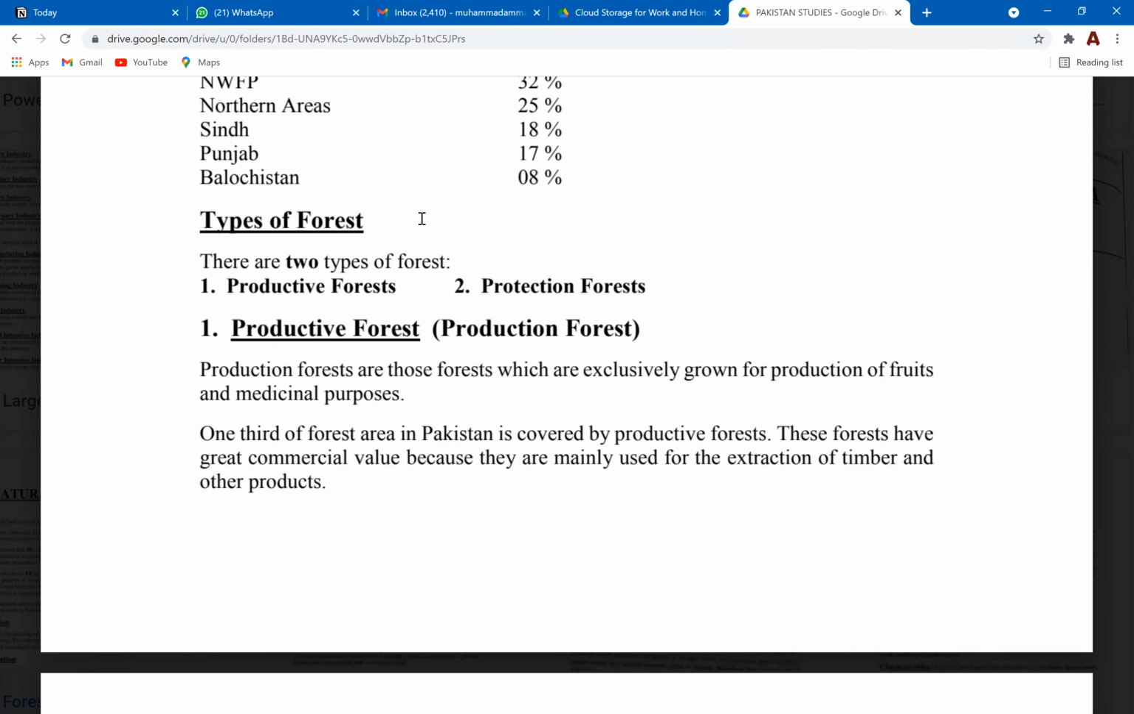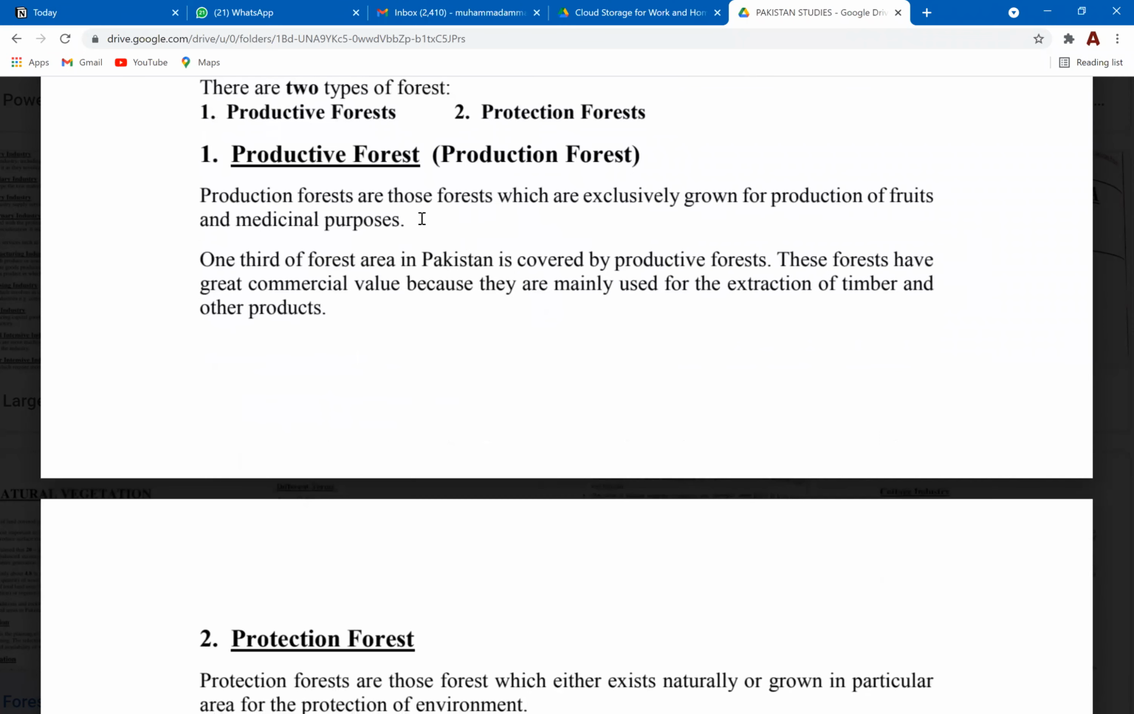Productive and protective forests. These are the two types of major forests. Productive forests are all those forests that are grown for production of fruits, medicines, vegetables, right? So any product that you obtain for consumption on a daily basis, for import, for export, for local commercial purposes, that forest is known as a production forest.